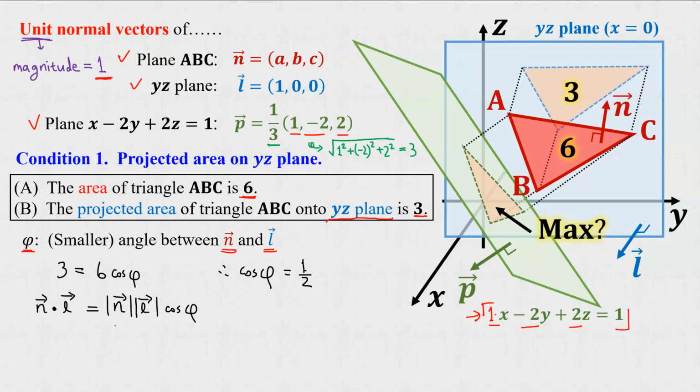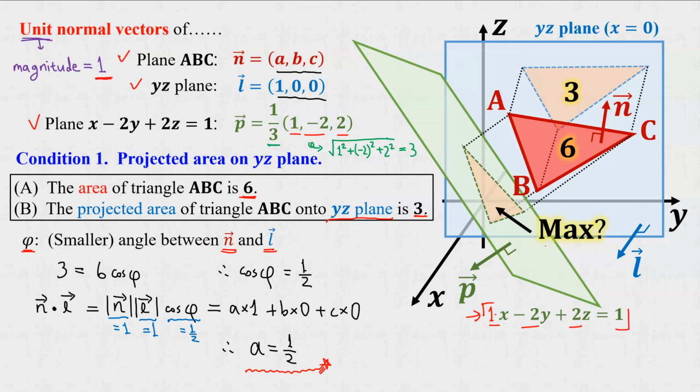From the formula using the angle, we have magnitude of n times magnitude of L times cosine phi. And from the formula using components, we have vector (a, b, c) dot (1, 0, 0). Hence, a times 1 plus b times 0 plus c times 0. These two magnitudes are both 1, since they are unit vectors, and cosine phi equals 1/2, so we obtain a equals 1/2.